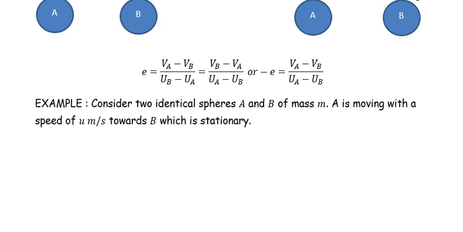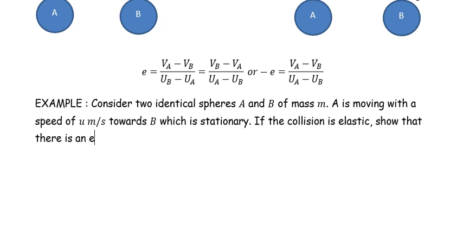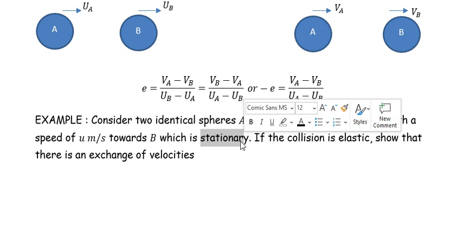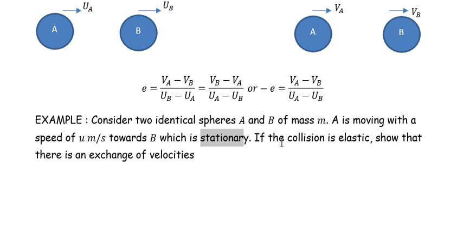Now if the collision is elastic, show that there is an exchange of velocities. Now when they say there is an exchange of velocities, it means that the initial velocity of A becomes the final velocity of B, and the initial velocity of B becomes the final velocity of A. Now let's highlight our key terms. Identical is the first thing. The next thing is the speed of A.